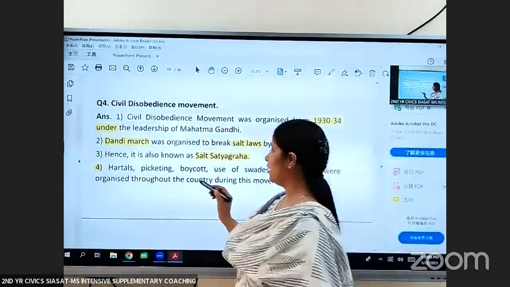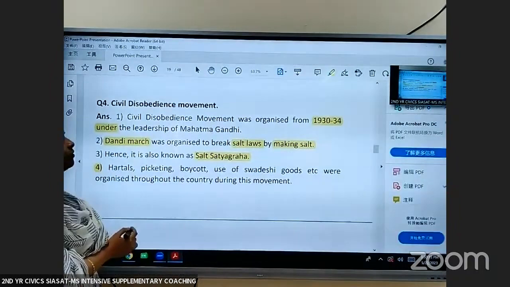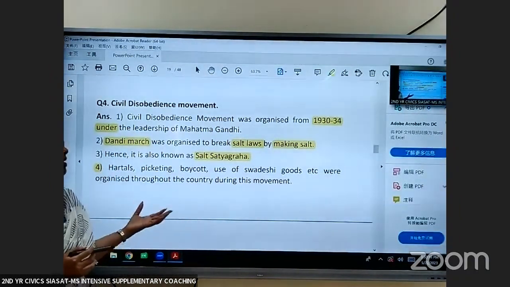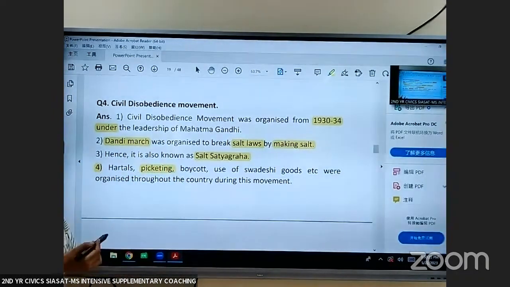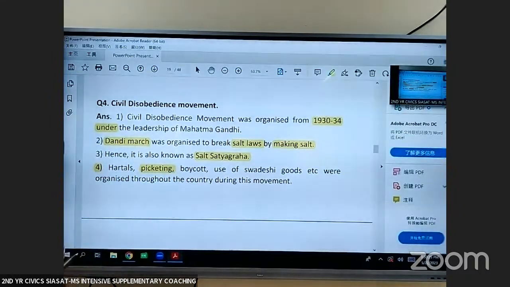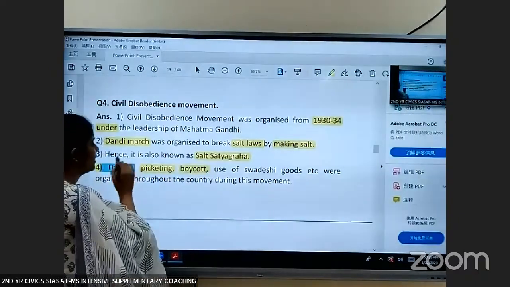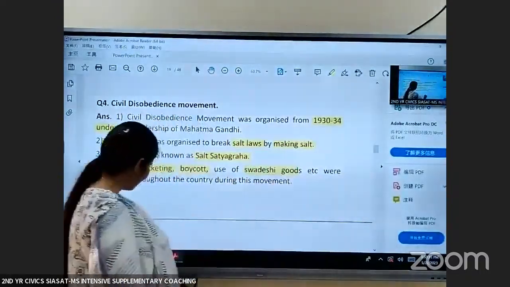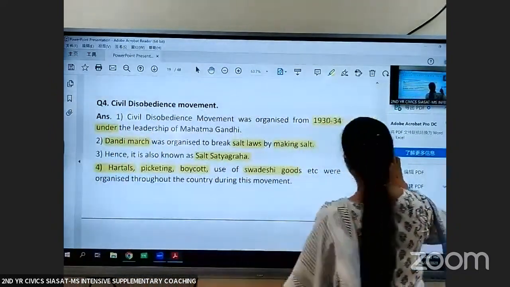Picketing, hartal, boycotts, and use of Swadeshi goods were organized throughout the movement. All over the country, people organized picketing, like damaging the shops which were selling British goods, boycotting Britishers, hartals, and use of Swadeshi goods. I hope I'm clear with this. Let us move to the next topic.